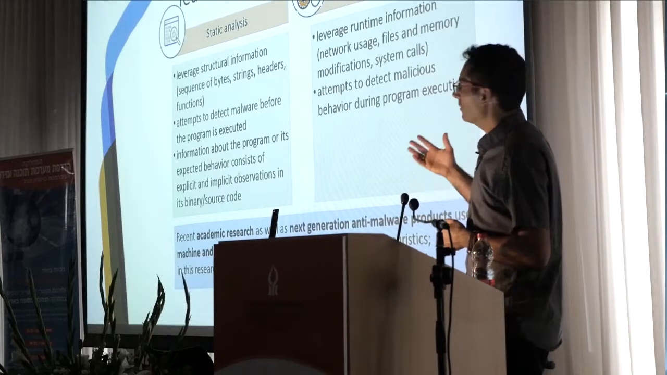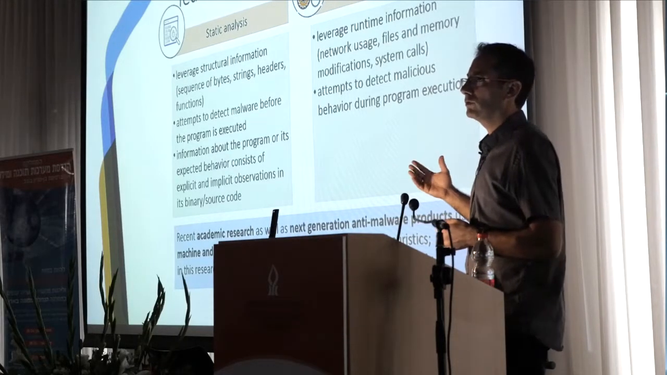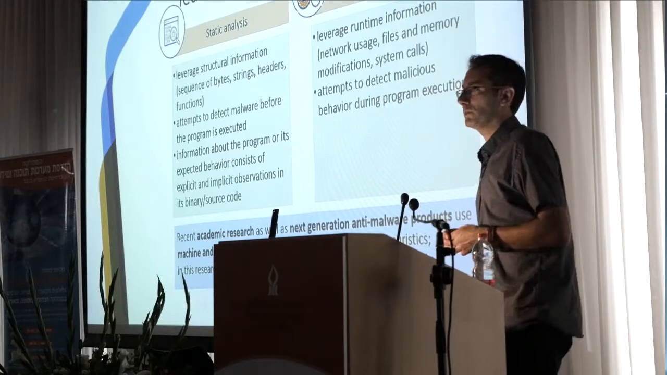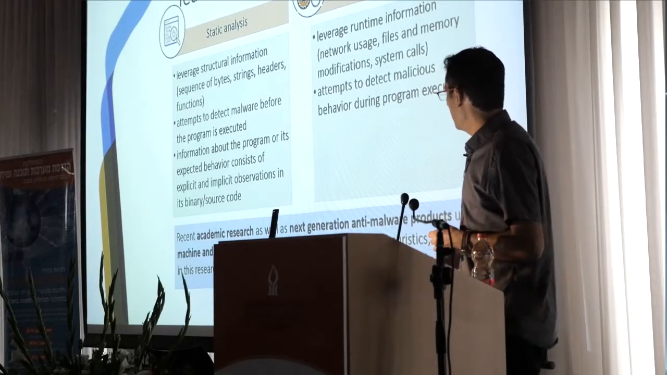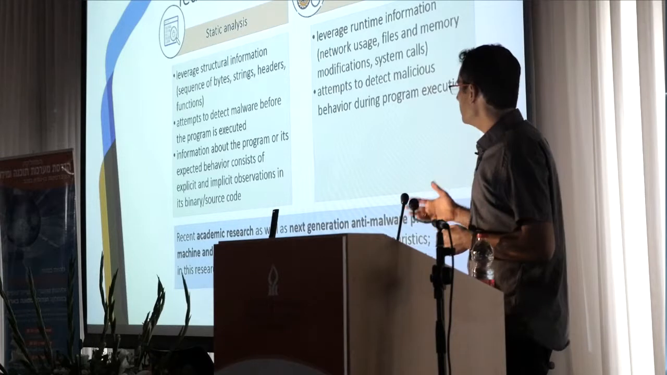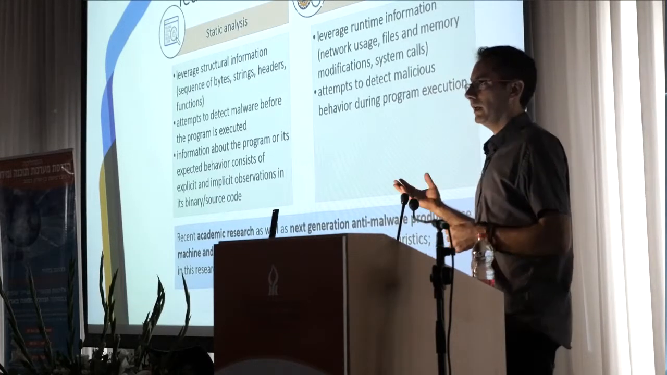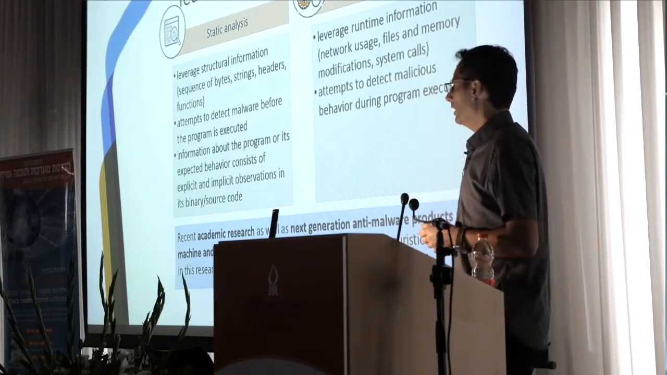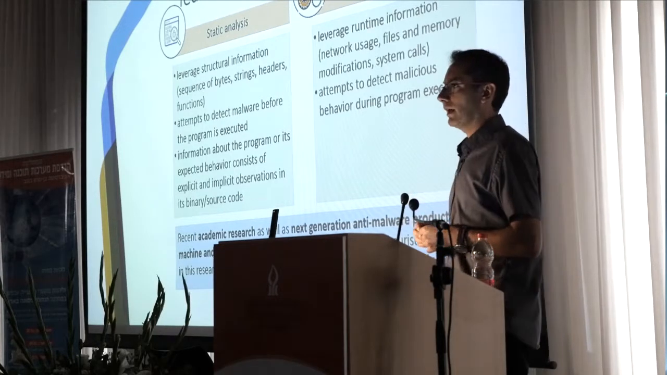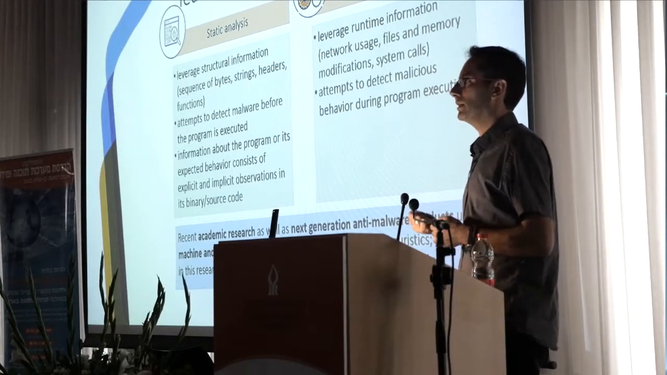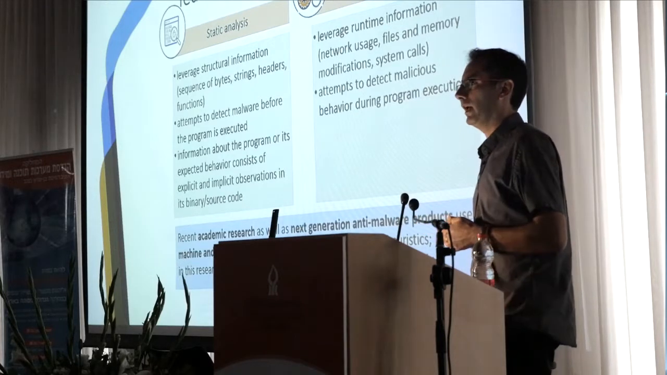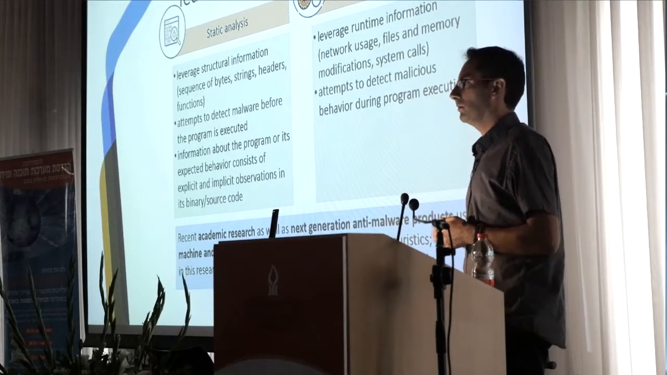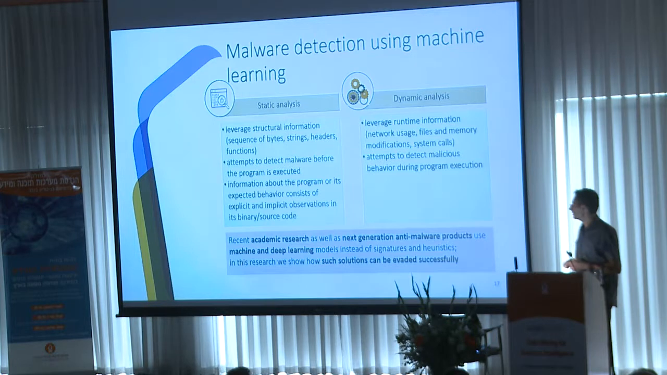Different kinds of information can be utilized in order to understand whether the application is malicious or not. Recent academic research, and also, as Ishai already mentioned, companies and anti-malware products are utilizing machine learning and deep learning algorithms in order to detect new attacks. And the scope of the research, as I mentioned, is to see if such advanced algorithms can be evaded.